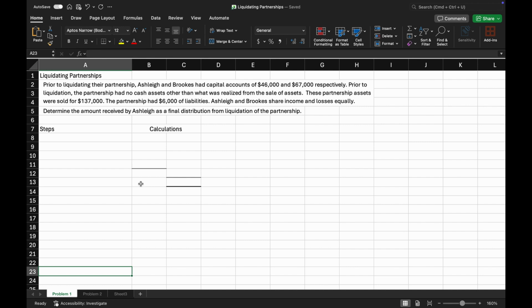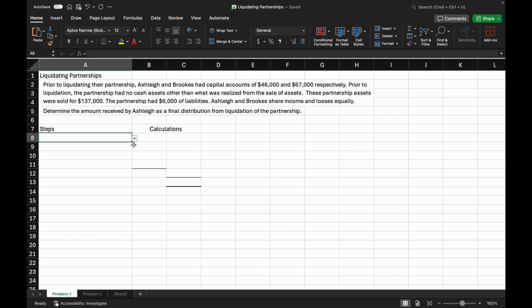These partnership assets were sold for $137,000. The partnership had $6,000 of liabilities. Ashley and Brooks share income and losses equally. Your job is to determine the amount received by Ashley as a final distribution from the liquidation of the partnership.